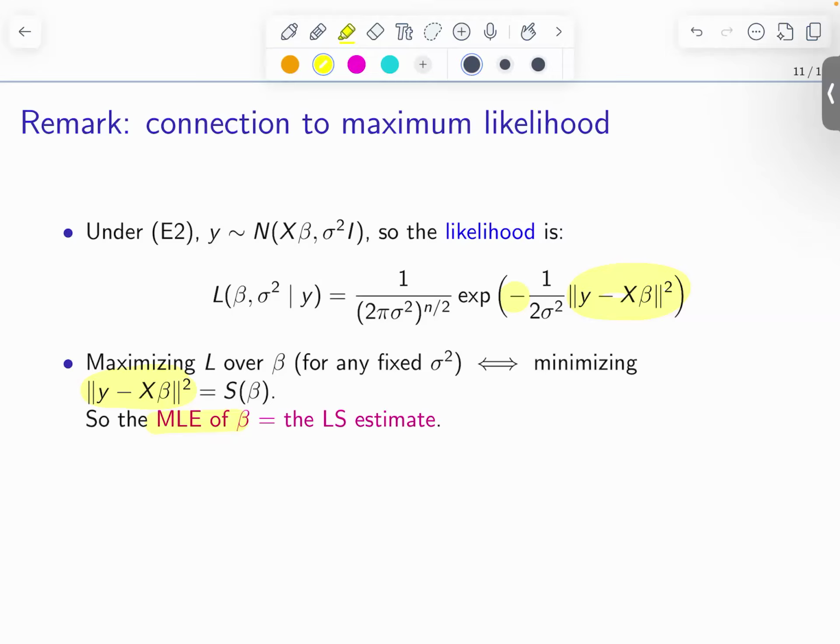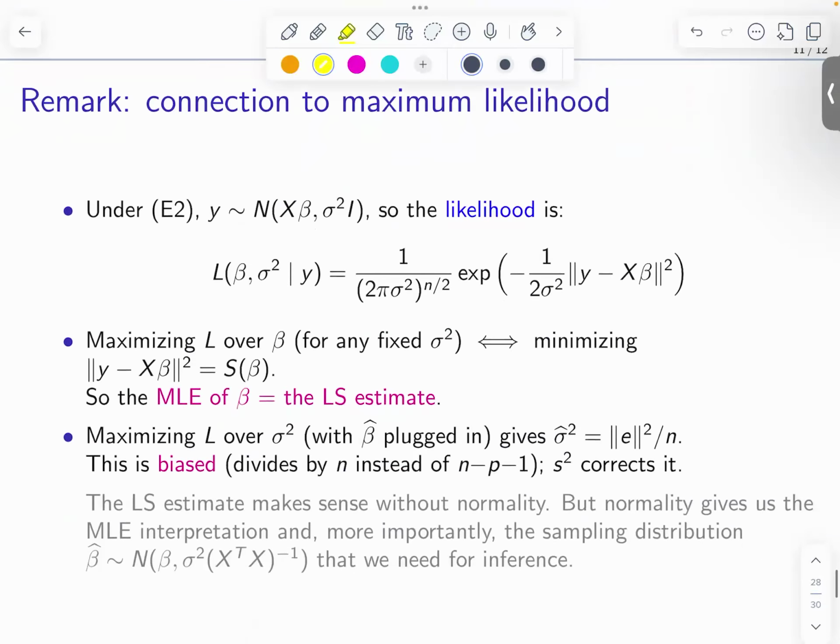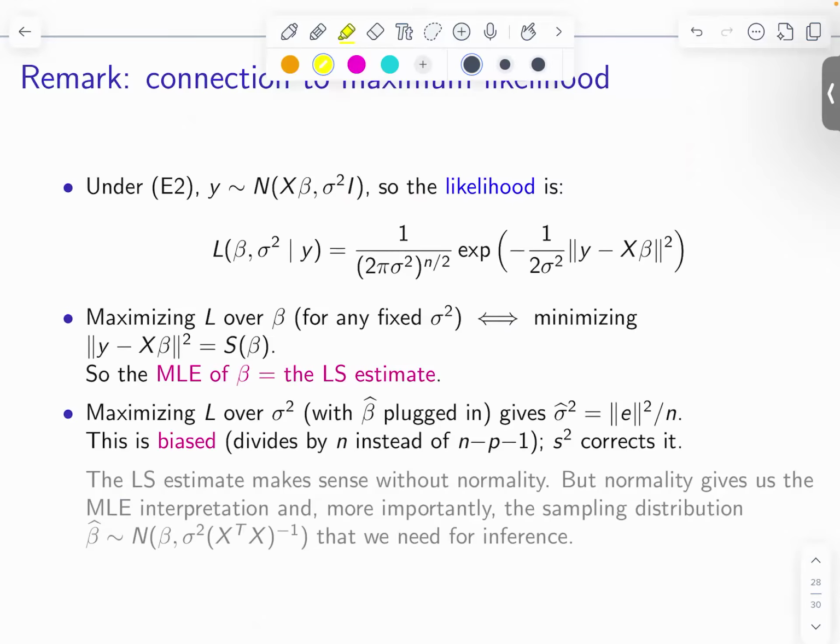So the MLE of beta under this normality assumption is the same as the least squares estimate. This is a consequence of the particular form of the normal distribution. The interesting thing is that I can also maximize over sigma squared. Once I have beta hat, I plug it in, and this becomes the norm of e squared. Then it's just a univariate function of sigma squared. You can take the derivative, set it equal to 0, and argue via the second derivative test that it's a maximum. That gives you this estimate.